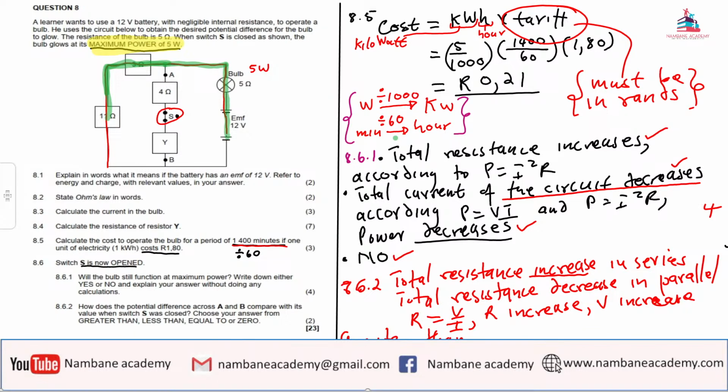Yes, sir. Can I ask first? Basically for 8.6.2, they wouldn't just give you two marks for just saying greater than. Let's check. How does the potential difference across A and B compare with its value when the switch is closed? Choose your answer from greater than, less than, equal to, or 0. In this instance, if you said greater than, I was going to give you your 2 marks, because the question did not say explain your answer.